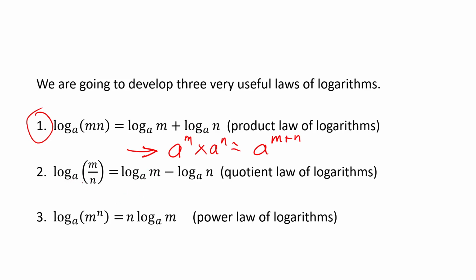Then similarly, we have another law, which is log base a of m over n is log base a of m minus log base a of n. Well, this is very much related to the law of exponents, which says a to the m over a to the n is equal to a to the m minus n. These two laws are related to each other. And finally, logarithm rule 3 says log base a of m to the n is n log base a of m. Okay, and this is related to the power law of exponents.